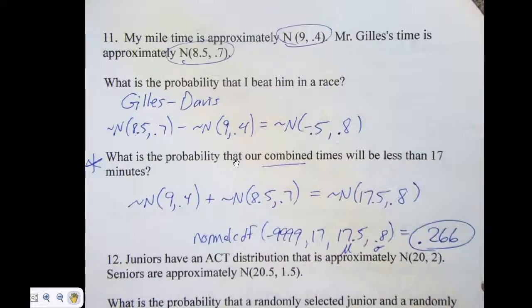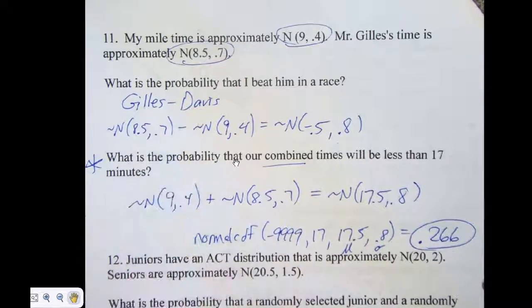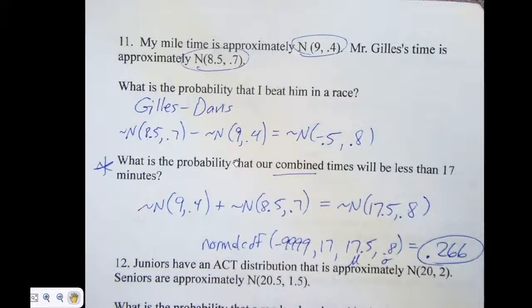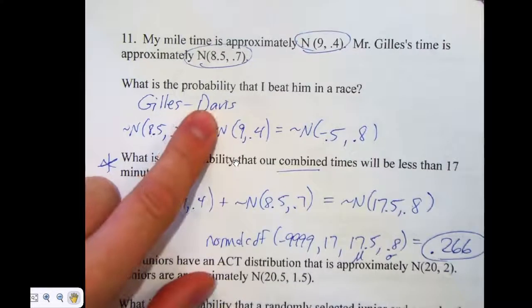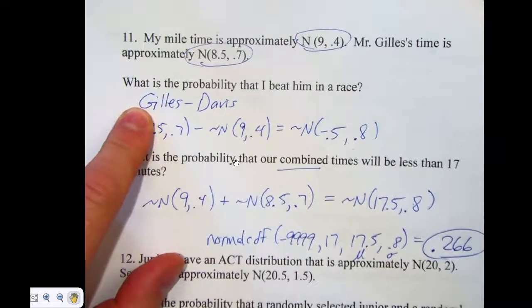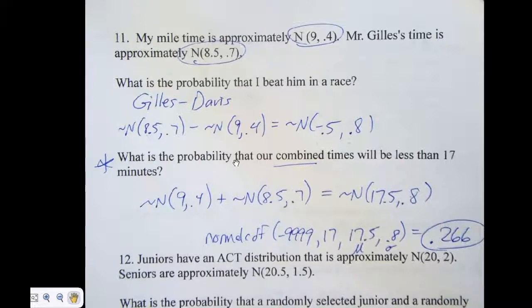Now, if I beat him, remember if I beat him, it's a lower time. Like I got to the finish line faster, so the time is smaller. If I win the race, is Gillis minus Davis positive or negative? It would be positive. Let's say it takes me 6 minutes, and it takes him 8. That means I won the race, right? So 8 minus 6 is a positive number. So if I win the race, it's a positive number.